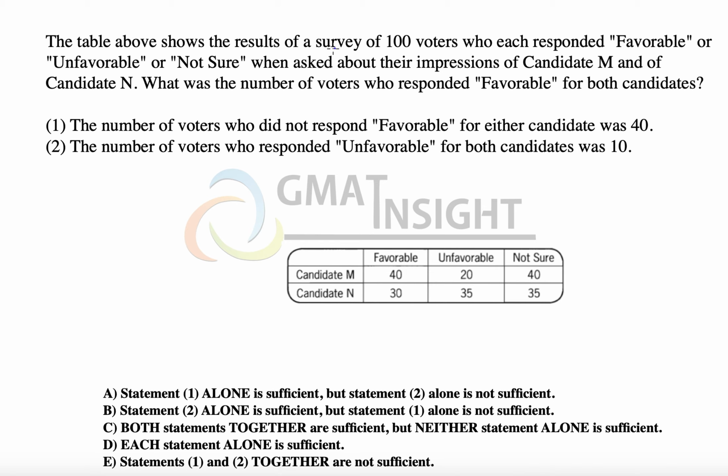The table here is the result of a survey of 100 voters who each responded favorable, unfavorable, or not sure when asked about the impression of candidate M and of candidate N. What was the number of voters who responded favorable for both the candidates?